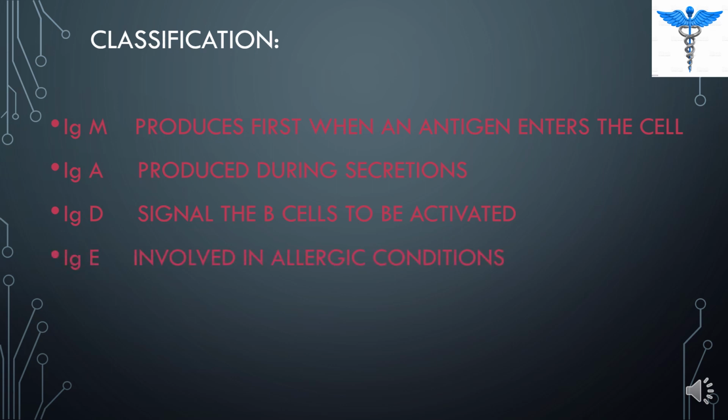IgE. IgE antibody will be present in allergic conditions. IgG. Whenever there is chronic infection, the IgG antibody will be high in concentration. IgG is bivalent such that it has 2 binding sites.